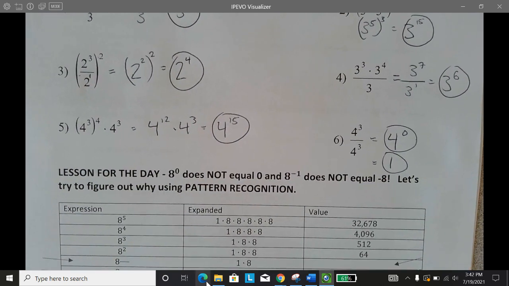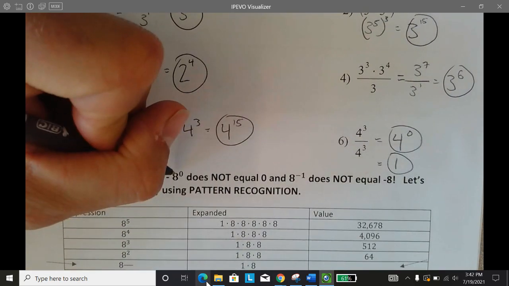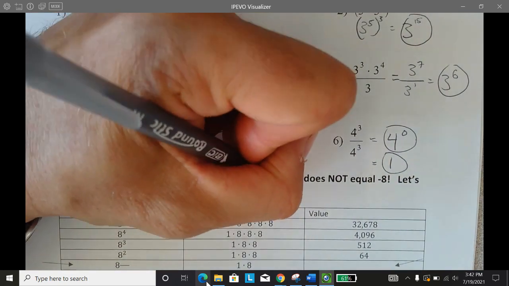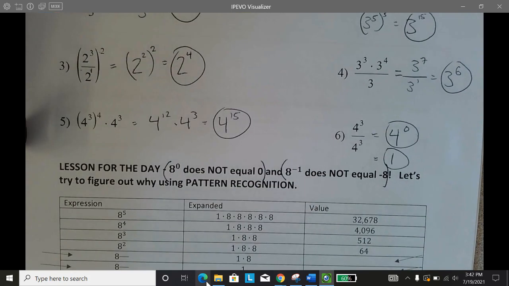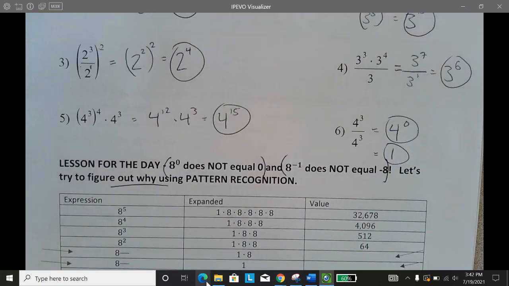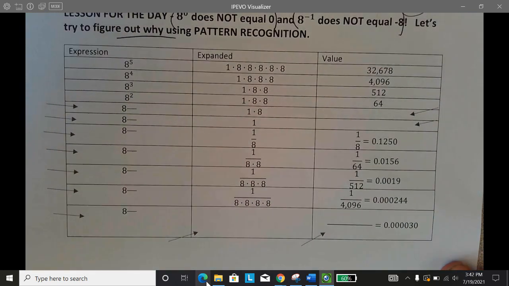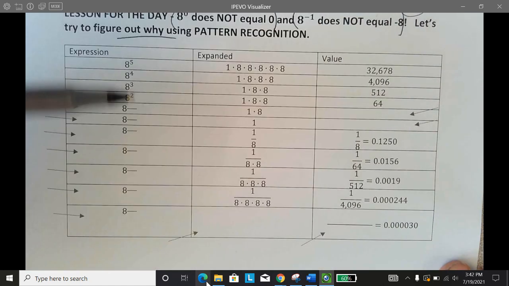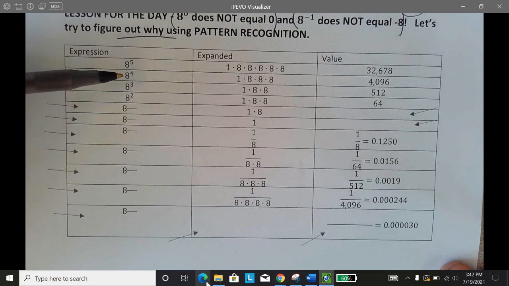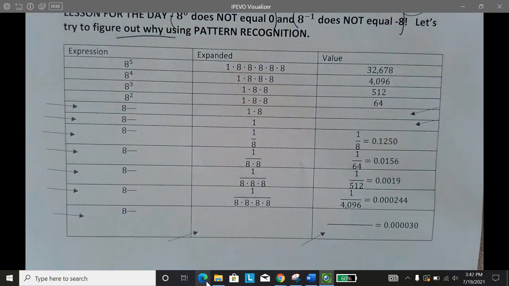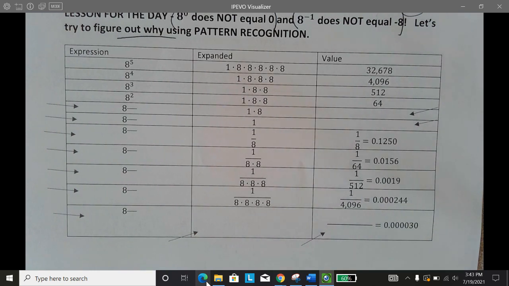All right. So this is the big lesson for the day, that 8 to the 0 power does not equal 0. That's the first big thing that I want you to learn. And 8 to the negative first does not equal negative 8. So let's try to figure out what it does by using pattern recognition. The first thing I want you to do is look at this chart. It's got a bunch of missing numbers where all the arrows are. But I want you to look at what I did fill in, like 8 to the 5th, 8 to the 4th, 8 to the 3rd, 8 to the 2nd. I want you to try to notice something, and then I want you to try to wonder something. So look at that, see what you can notice, and see what you can wonder.